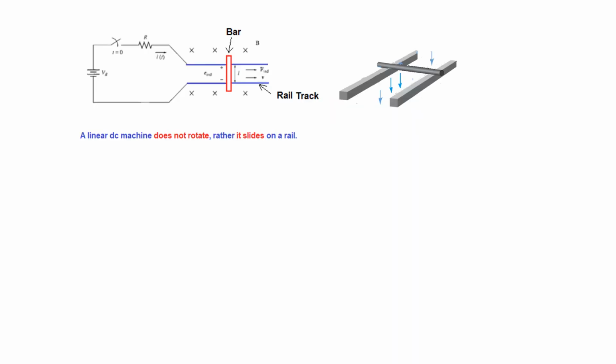Now, a linear DC machine does not rotate, rather it slides on a rail. So, if you have a rail like this and there's a bar, this bar will slide up and down or right or left depending on the arrangement of the circuit or the current flow through the circuit.